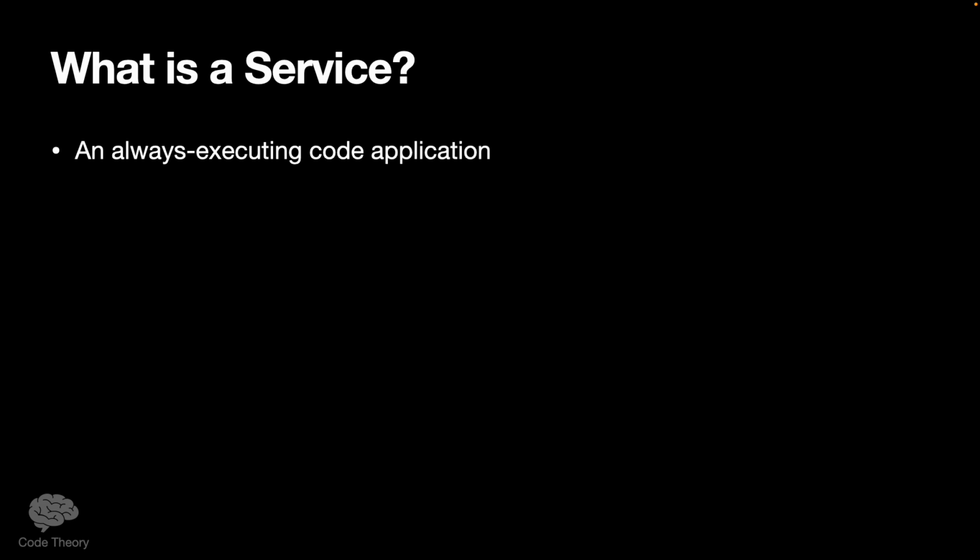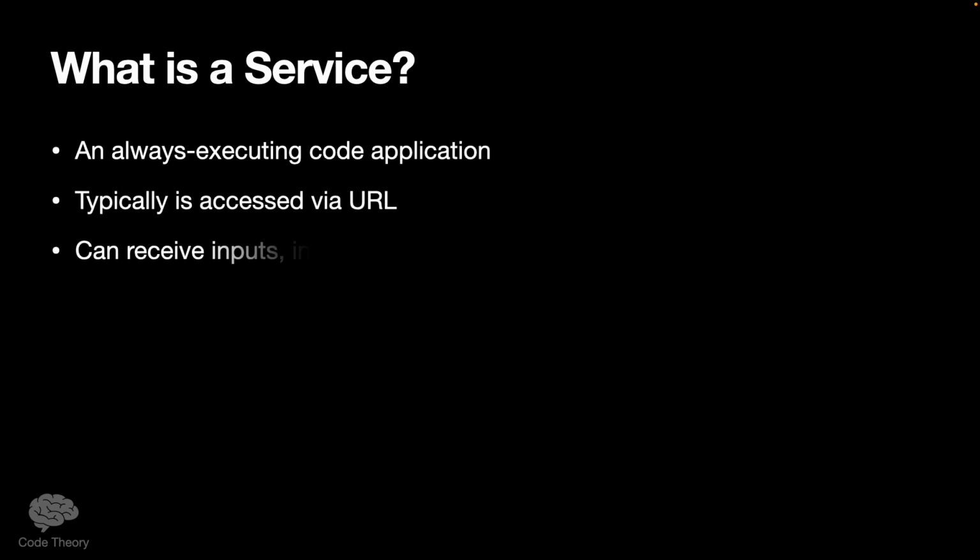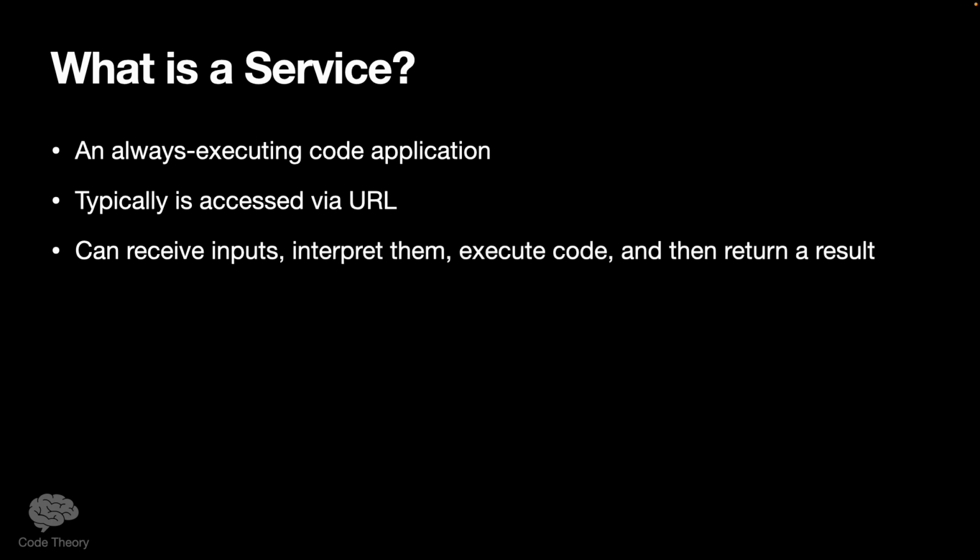So a service is an always executing code application. It is typically accessed via URL. Wow, I covered this all very quickly. It can receive inputs, interpret them, execute code, and then return a result, right? So basically when you access it via URL, you give it a bunch of information, and then it takes that information, interprets it, figures out what to do with it, executes some sort of functionality, and then returns a result back to you via the transfer protocol that's being used.